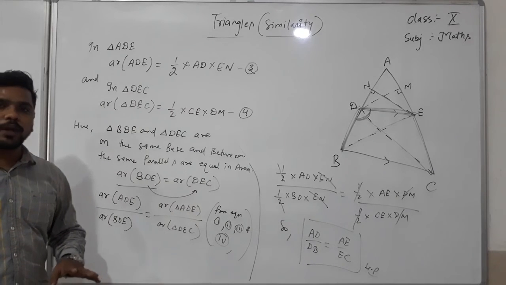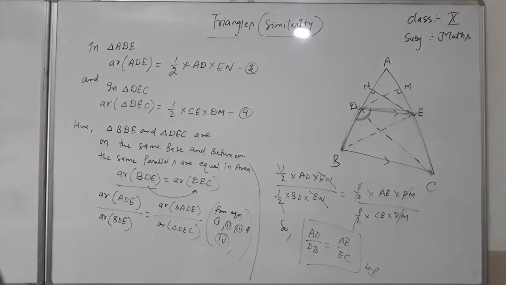So again I want to tell you that if a line is drawn parallel to one side of a triangle, it divides the other two sides in the same ratio. That is by the help of BPT. Now in the next class, I will take converse of BPT. So students, your work is this: complete your work before the BPT and complete the BPT. After it, I will take converse of BPT also.